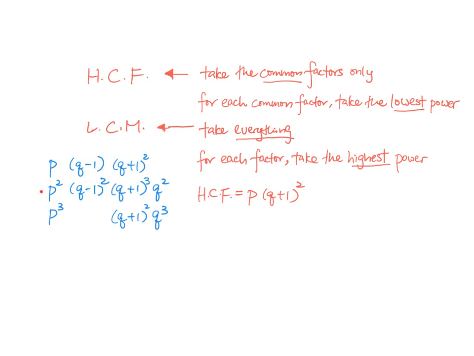And for LCM, we want everything. We want P, but to the 3rd power, because we want the highest. We still want Q minus 1, even though it's not common, and we want the highest power, 2. And Q plus 1, we take 3, and Q, we take also the power of 3. So here's the answer. At the end, we just want to put this back into the front to make it look better.